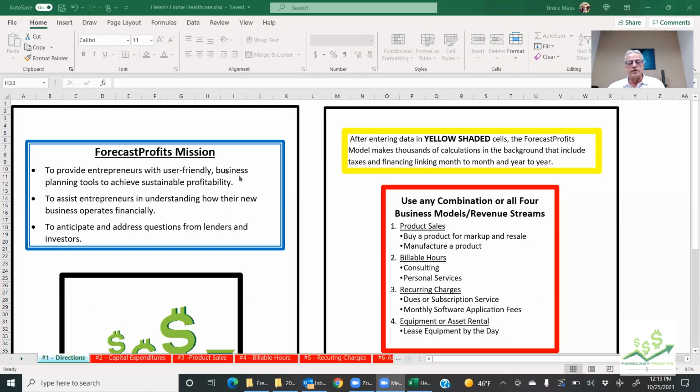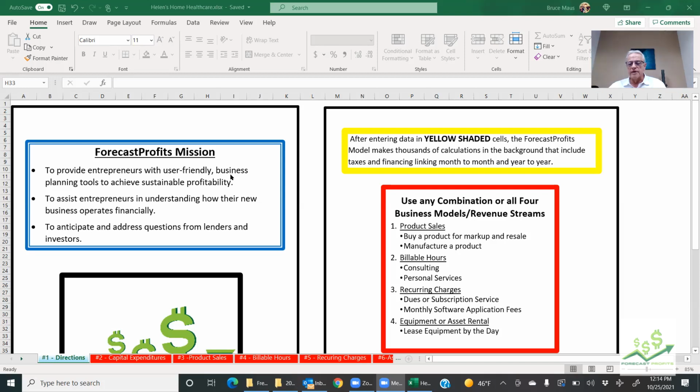The following is a brief overview as to how Forecast Profits works. I'm going to share my screen with you so you can follow along. Our mission was to create a user-friendly business tool so that you can operate. You don't have to be a CPA or have been a business major to understand and operate how to create sophisticated financial forecasted statements. We want to assist you in understanding how your business operates financially and be able to anticipate tough questions from lenders and investors.